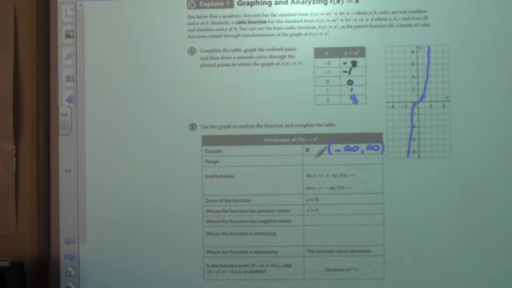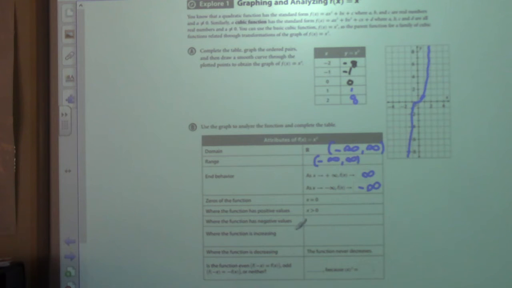Same. Same, right? Greater than -infinity, less than infinity. The end behavior, as x approaches infinity, f of x approaches infinity. Okay. As x gets bigger, y gets bigger, right? And as x approaches negative infinity, f of x approaches negative infinity.